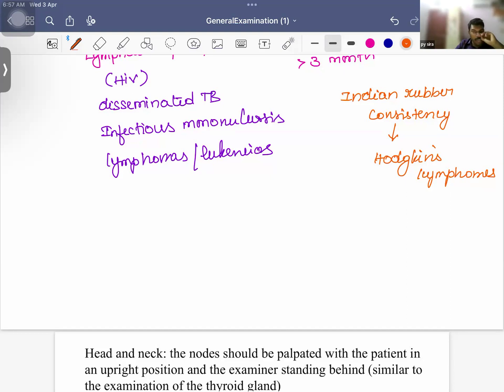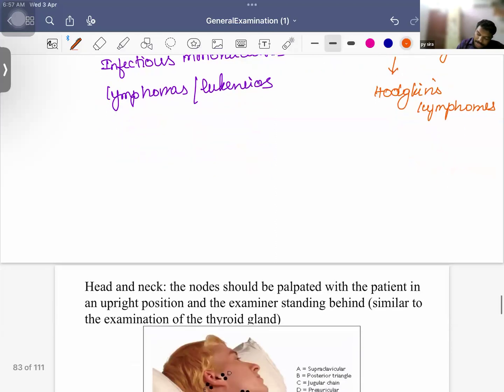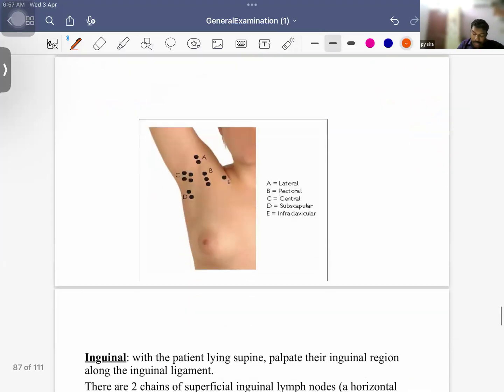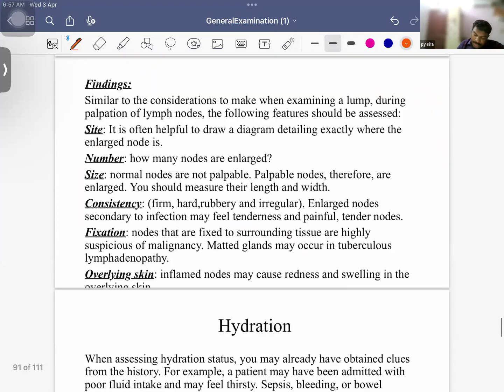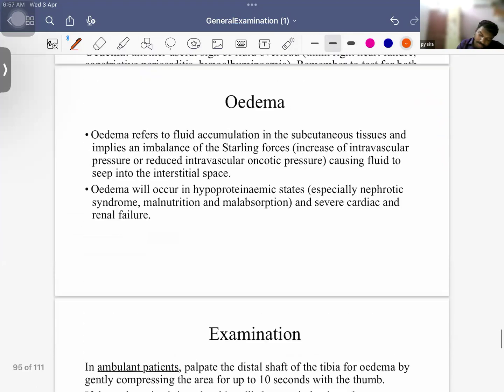Coming to the last part of your general examination, which is going to be edema. This is very, very important. I have given all the pictures of how to examine the lymph nodes. So what is edema? Edema is accumulation of fluid in the interstitium.